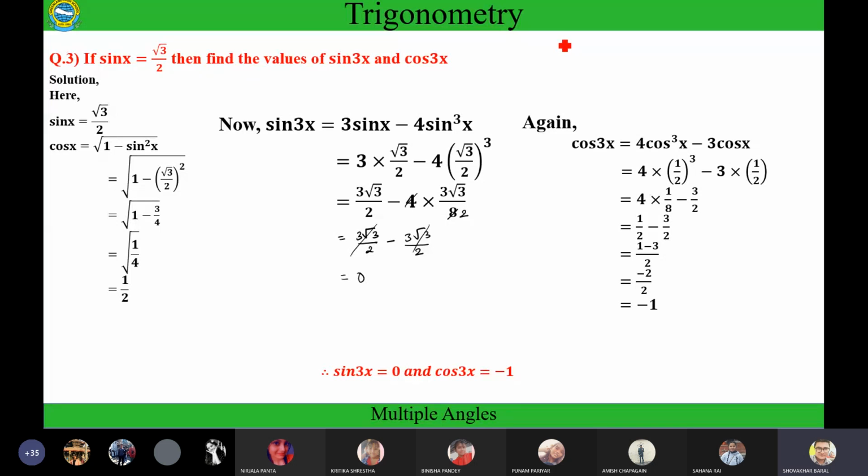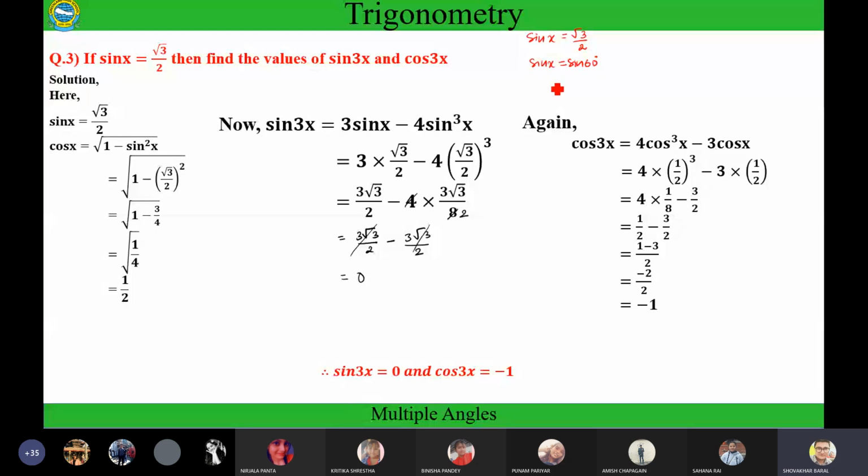We'll discuss this method in another topic also. In the topic of solution of trigonometric equations, we'll discuss all these things. For now, let me give you a hint of that method. Here sin x is equal to root 3 by 2. It means the value of x will be 60 degrees, because sin 60 degrees is root 3 by 2.